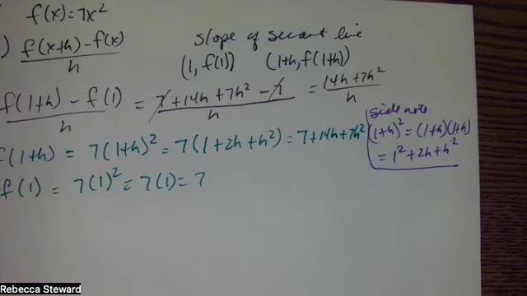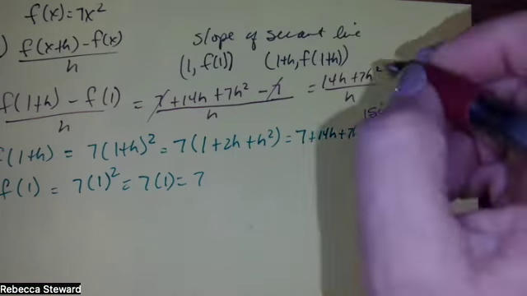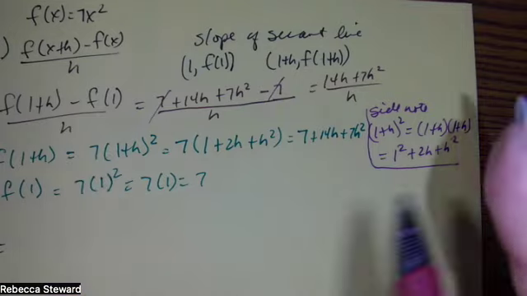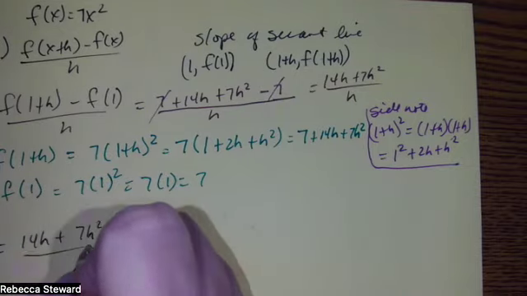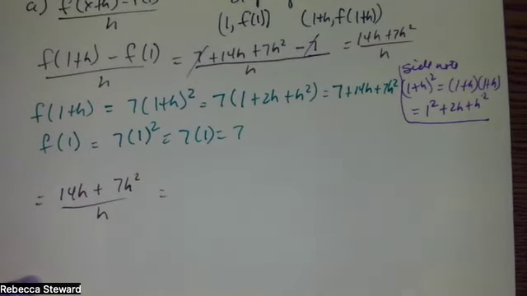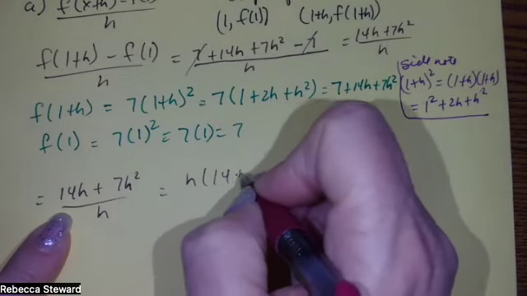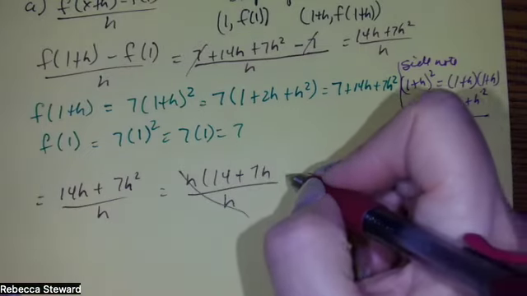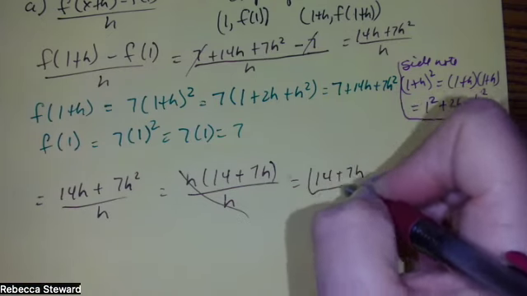And again, like we've done before, we're going to factor out the h. I wrote too big, so sorry. So we have 14h plus 7h squared over h. I don't normally do that, but we're just doing that today. So factor out an h. We have 14 plus 7h all over h. Again, the h's will cancel, and we are left with 14 plus 7h.